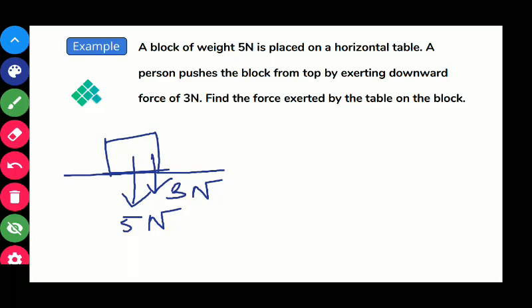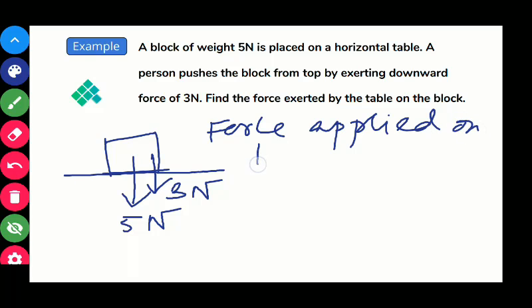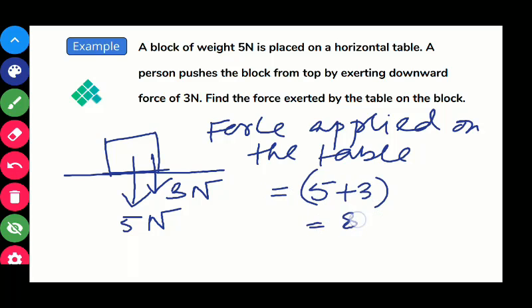Now how much force are you applying on the table? What will be the force applied on the table? That should be 5 Newton plus 3 Newton, that is 8 Newton. Now if you are applying a force of 8 Newton to the table, the table will also apply the same force to you. Therefore, the force exerted by the table on the block is 8 Newton. You are applying a force of 8 Newton to the table. Therefore, the table will also apply the same force according to Newton's third law.